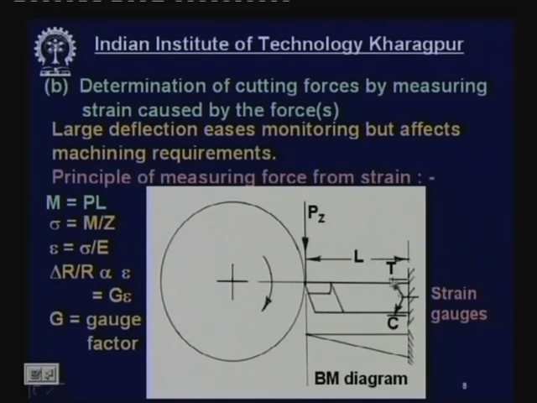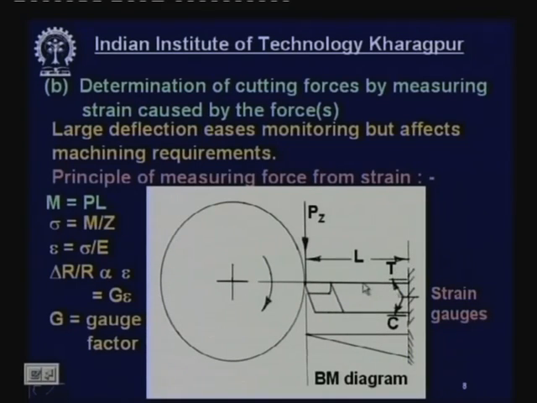Now here what is the purpose? Our purpose is to measure the force Pz. Now the bending moment that takes place at the root of the cantilever beam is equal to PL. What is P? P is the cutting force Pz. That is our target. L is the length which is fixed. Because of this bending moment, sigma stress will develop in this section. What is the value? M by Z. M is the bending moment and Z is the section modulus.